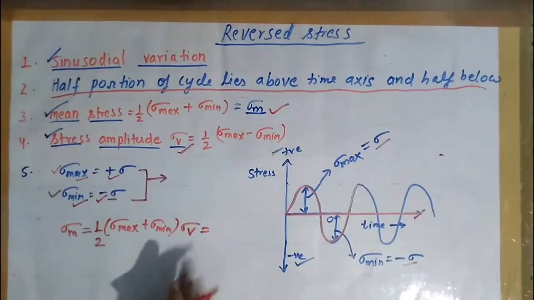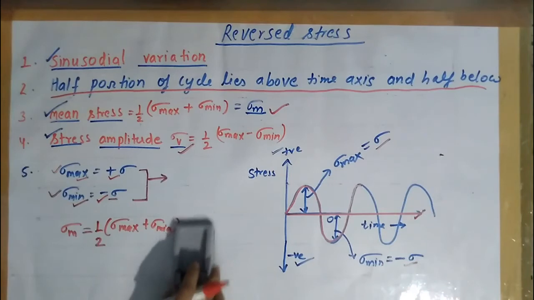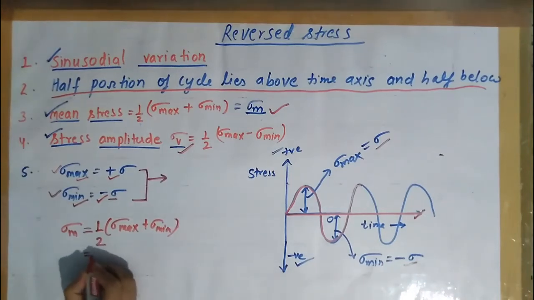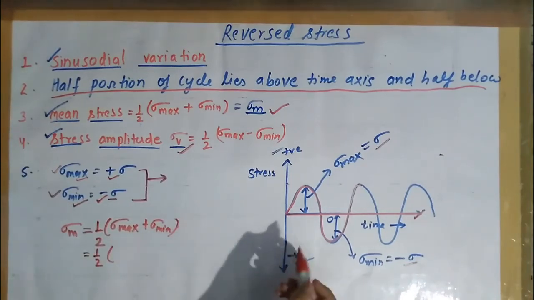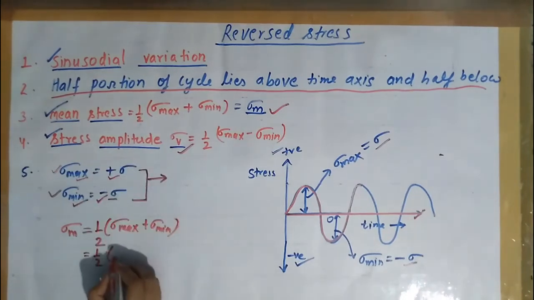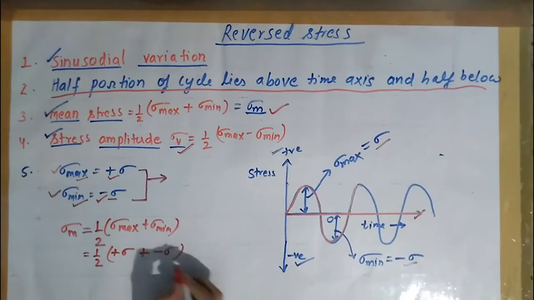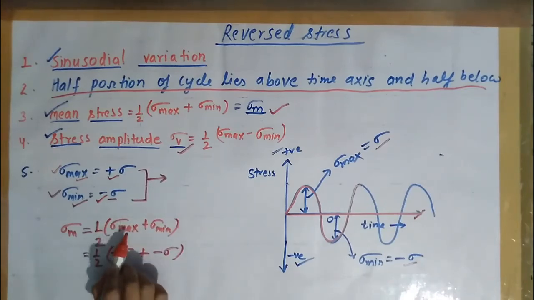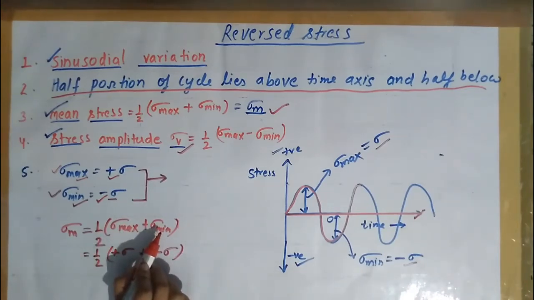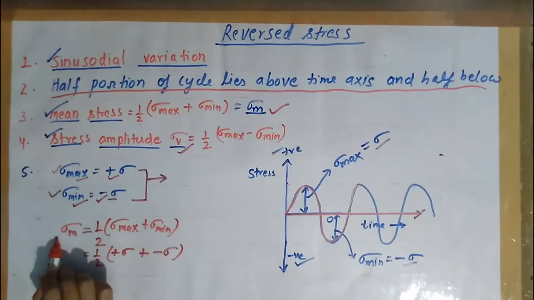Now we will find the value of the mean stress, equal to 1 by 2 times sigma max plus sigma min. What is the value of sigma max? It is equal to plus sigma. And what is the value of sigma min? It is equal to minus sigma. Remember, friends, we have to put the values of sigma max and sigma min according to their sign to find the value of the mean stress.